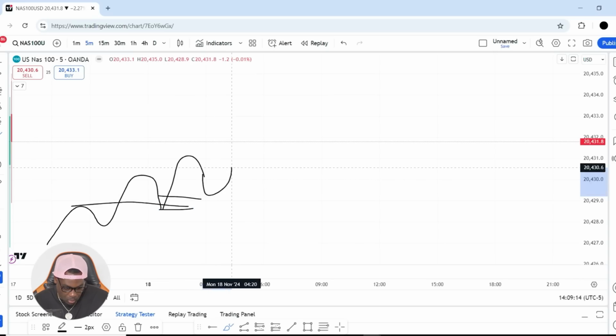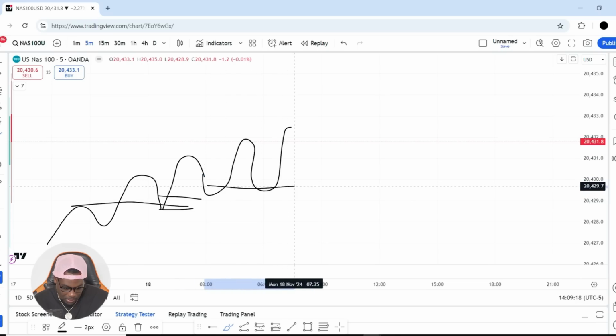Or I can look at places where the market is bouncing off of right here. So we have support right here. So I know, okay, next time it comes to this support area, I'm looking to buy the market. So that's how I'm looking at the market.